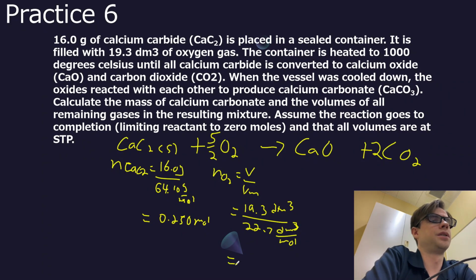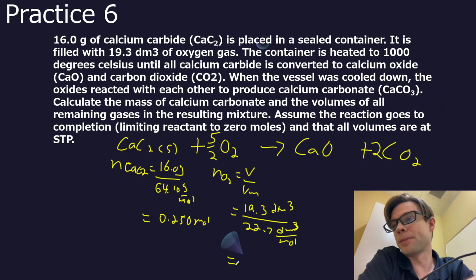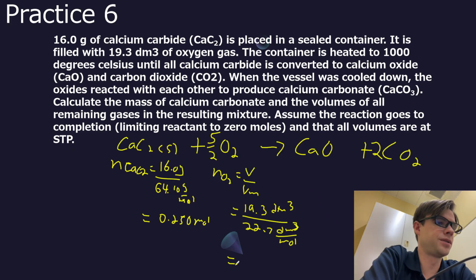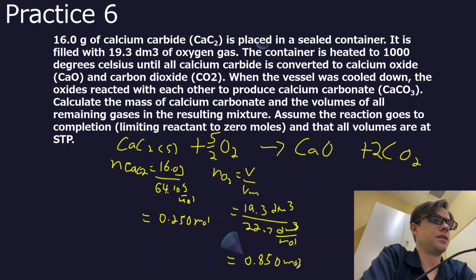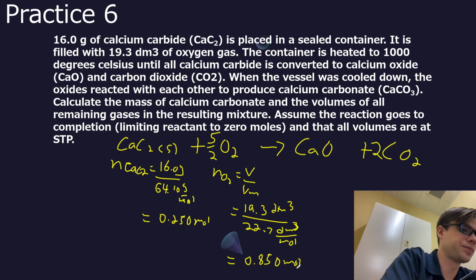That will lead us to a number of moles. That's 0.850 moles. All right, so now we can make a guess at what's limiting. We need 2.5 times as much O2. That's 5/2. Do we have that? Yeah, it looks like we do. So I'm guessing CaC2 is limiting. Let's just confirm that.